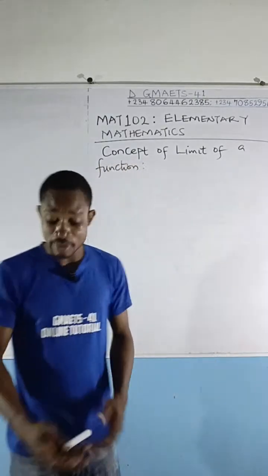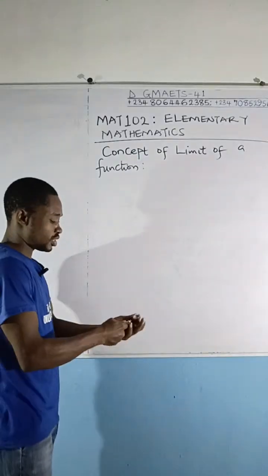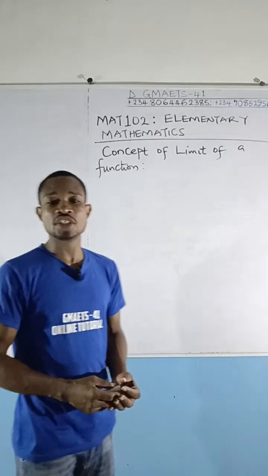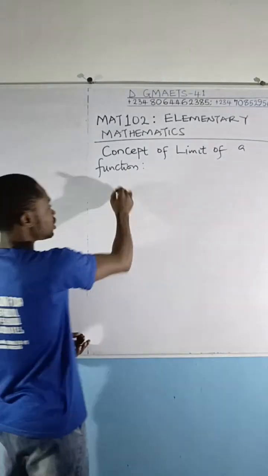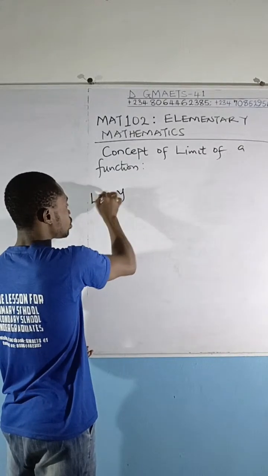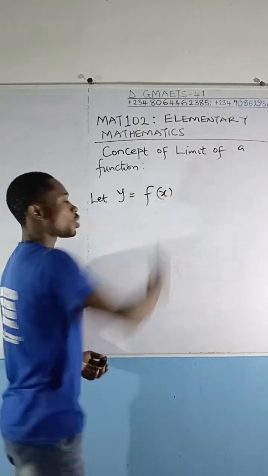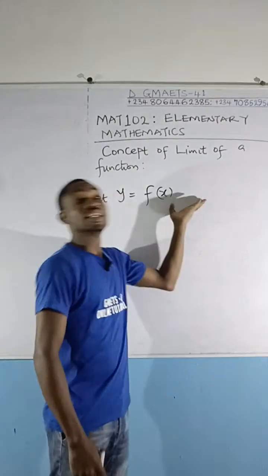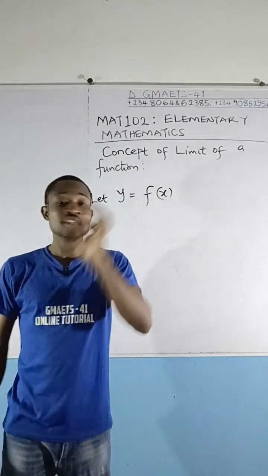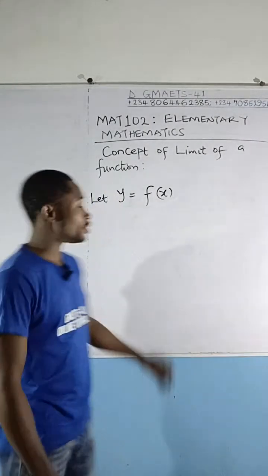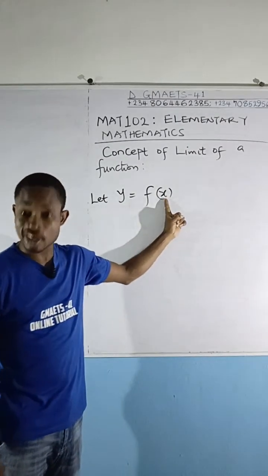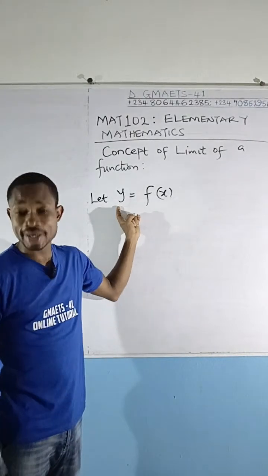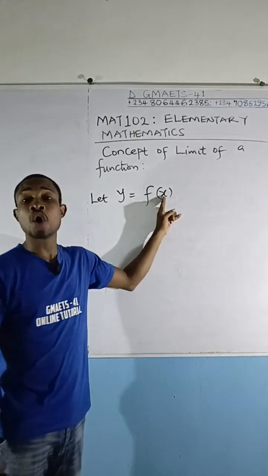I have defined the limit of a function already, and I told you it is the value to which that function approaches as the independent variable approaches a certain value. Remember, generally, if you are given, let y be equal to f of x. If y is equal to f of x, I can tell you or ask you to evaluate this function as the independent variable approaches a given value. The independent variable is x. Then the dependent variable is y. So here, y depends on x.